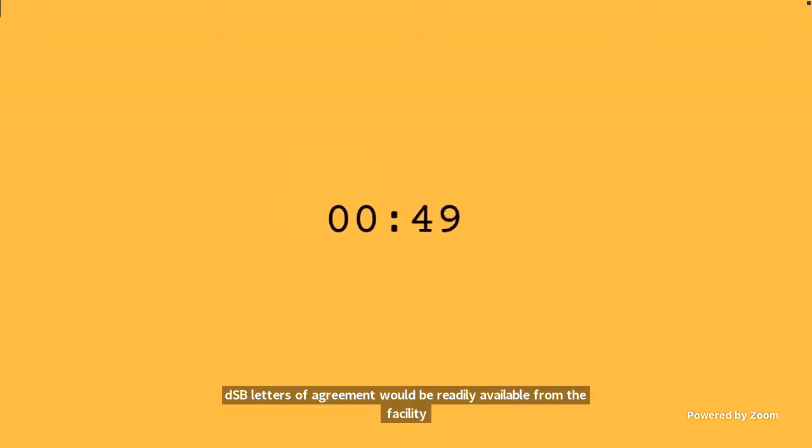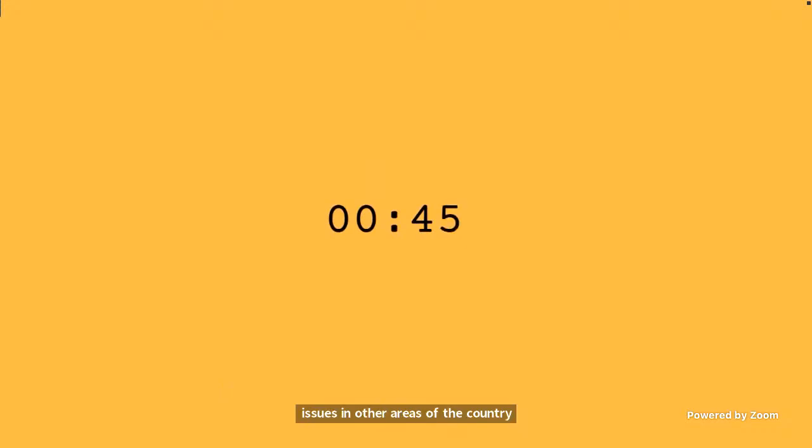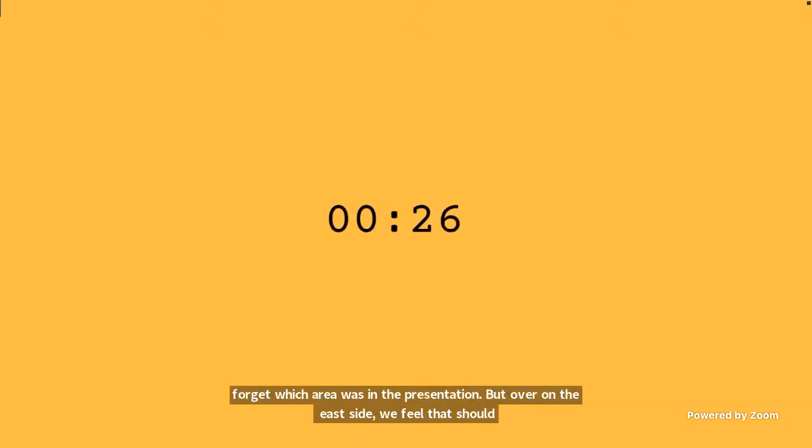And then finally, we wanted to just address the floor over on the east side of the proposal. I forget which area it was in the presentation, but over on the east side, we feel that should be raised to 2,400 feet, to match what's over on the west. We feel that 2,400 feet should allow a sufficient buffer to prevent resolution advisories, looking at the altitudes at both Nashville and Smyrna on the approaches.